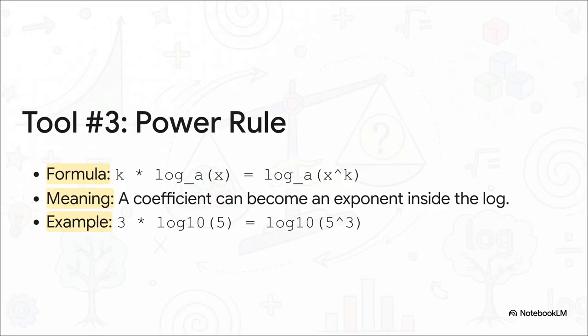And our third and final essential tool is the power rule. This one is so useful. Basically, if you see a number hanging out in front of a log, multiplying it, you can just swoop it up and make it an exponent inside the log. So k times the log of x is the same thing as the log of x to the power of k. This is amazing for cleaning up those coefficients that are in the way.